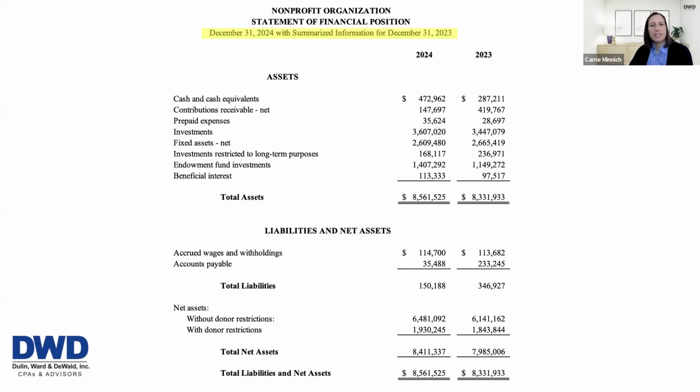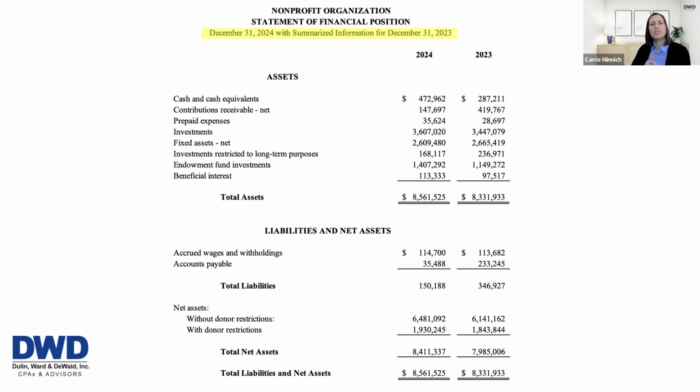So this statement here is as of December 31st, 2024. Now we have two columns because we have 24 compared to 23. Usually when you're looking at statements, you want to have the current year and the prior year, so that way you can have some comparison, a better understanding of where we're at last year compared to this year.